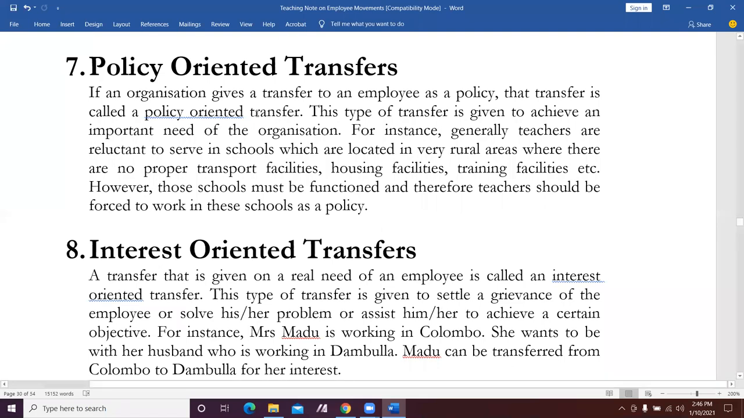But this one, as a policy, you have to serve. In the Sri Lanka Army, I can remember there was a time when a new soldier was hired, that soldier had to serve for 6 months at least in an operation area. That's a policy.